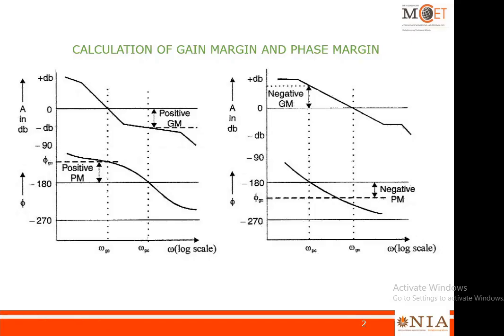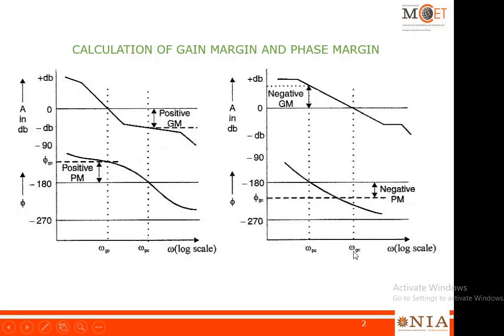Now if you look at the phase, somewhere it falls between minus 180 and minus 270. Let me take it as minus 220. So what will be your phase margin now? Phase margin is equal to 180 degrees minus 220 degrees. So your phase margin will be minus 40 degrees. So it is a negative phase margin now.